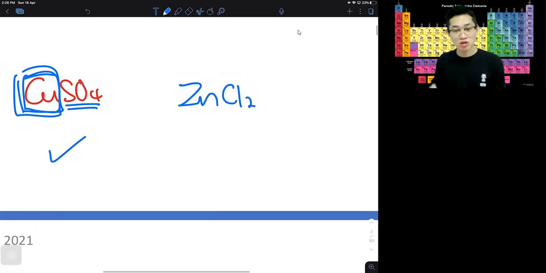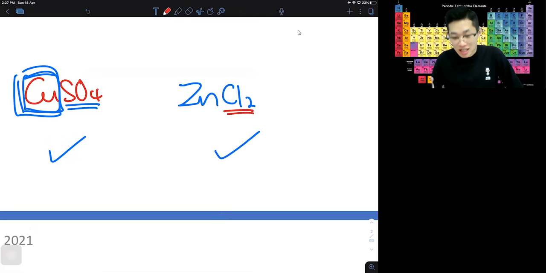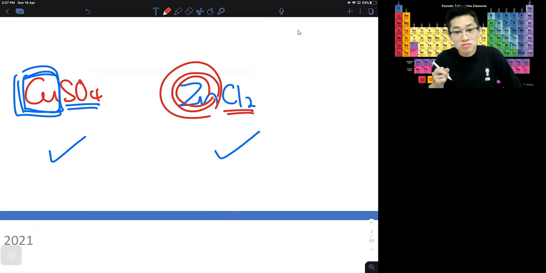Okay, ZnCl2, soluble or not? The answer is yes. Because what? Roti canai mah. Roti canai, persatuan agama Hindu. Not related. Not related, then soluble.